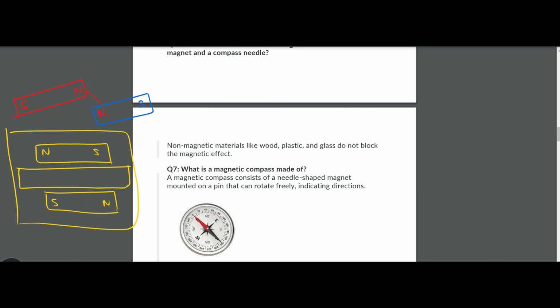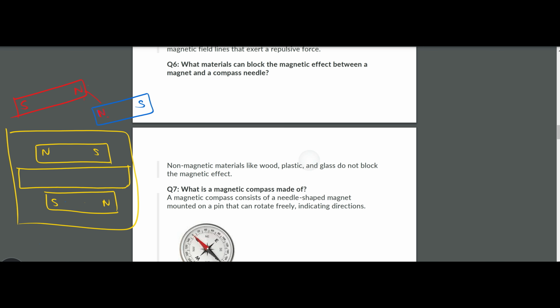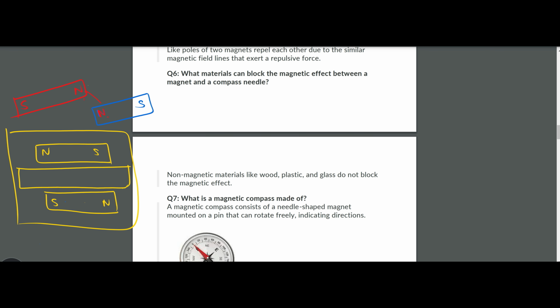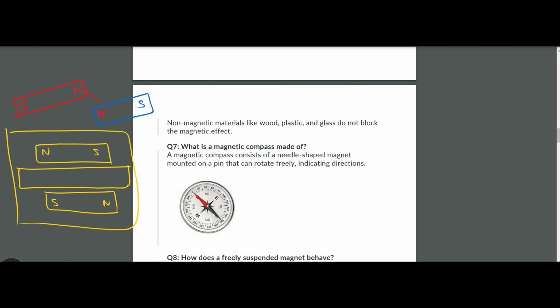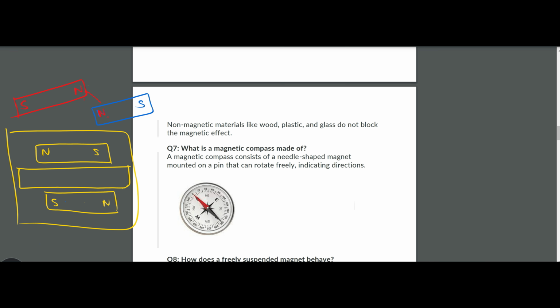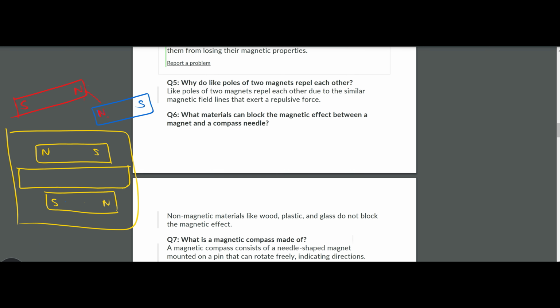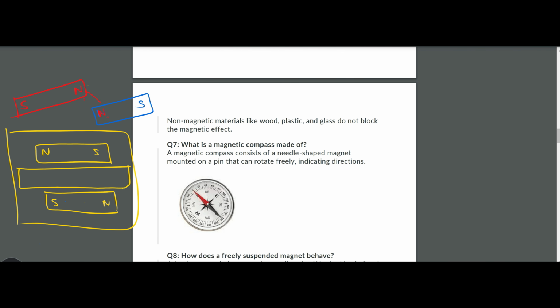Now come to your question number 6. What materials can block the magnetic effect between a magnet and a compass needle? Those are non-magnetic materials like wood, plastic and glass, which do not block the magnetic effect. The materials which do not block the magnetic effect are wood, plastic, glass. Why? Because they are not attracted by the magnetic effect.